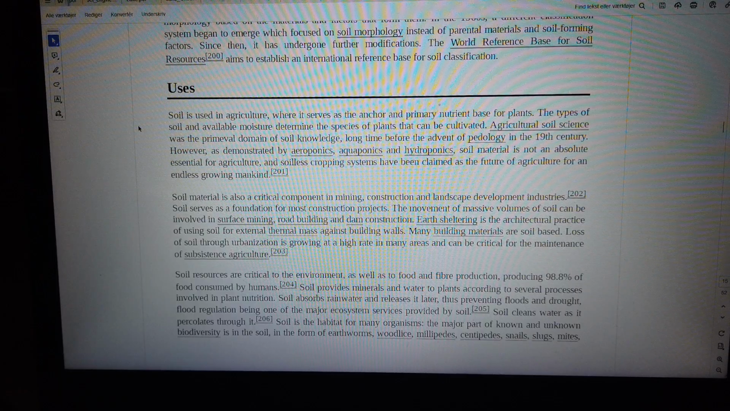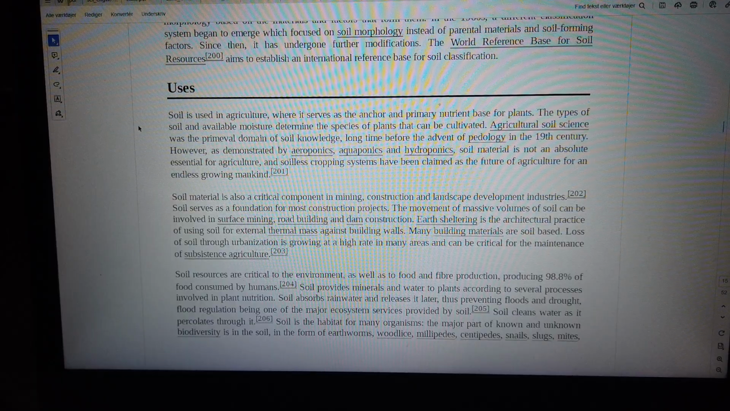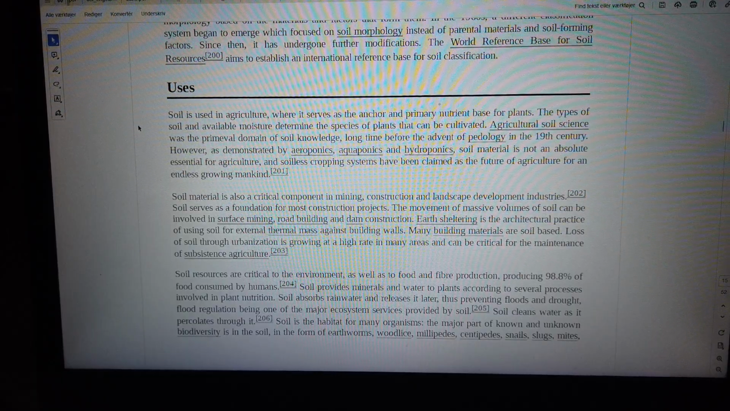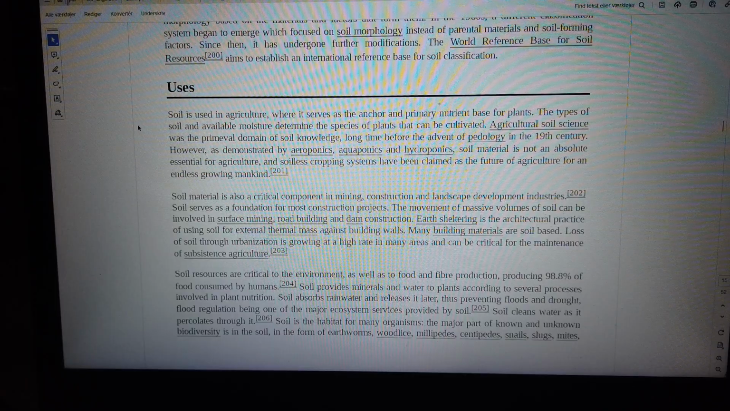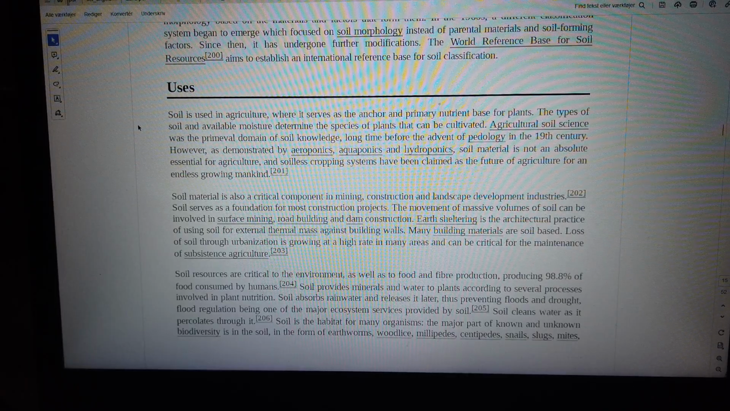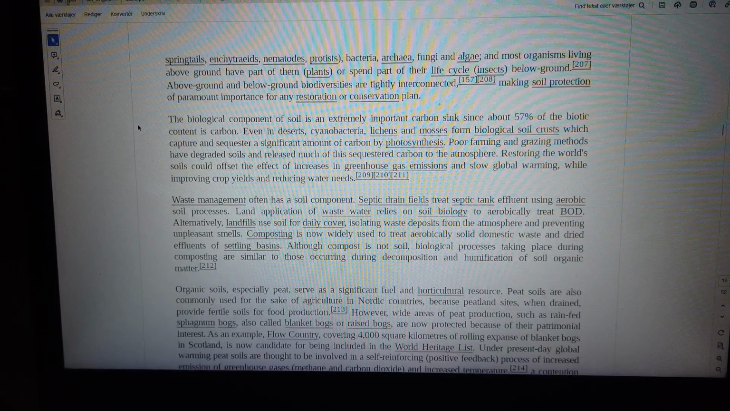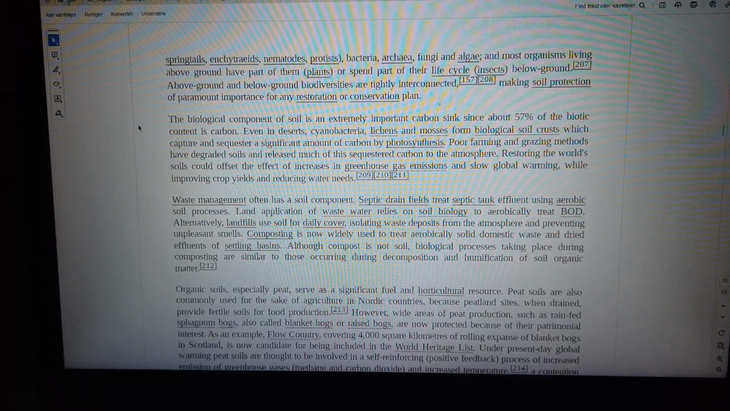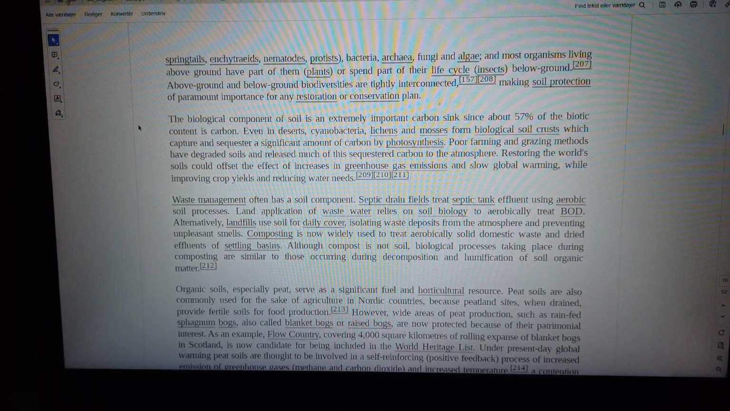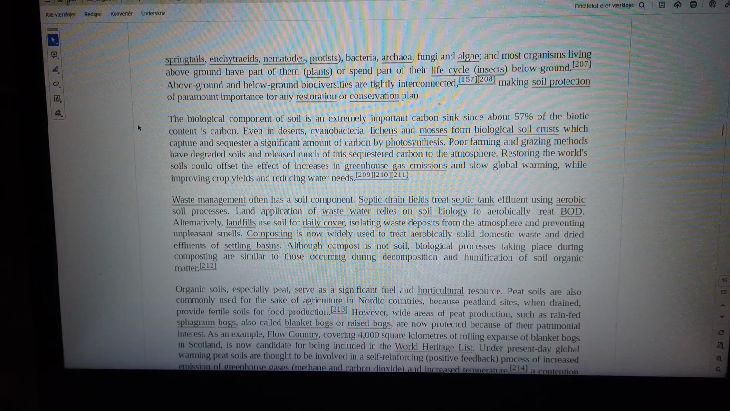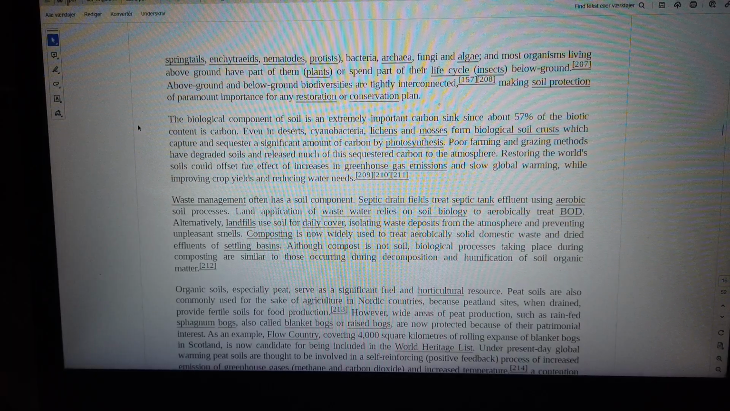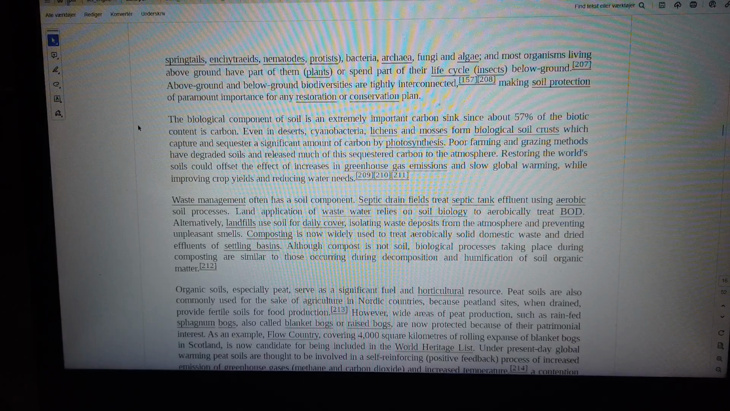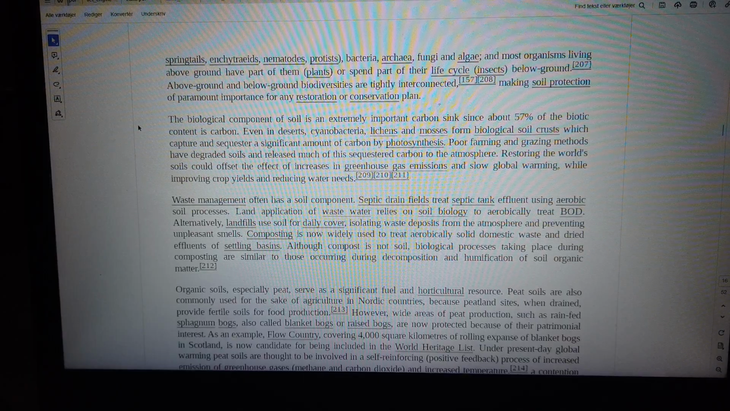The major part of known and unknown biodiversity is in the soil, in the form of earthworms, woodlice, millipedes, centipedes, snails, slugs, mites, springtails, enchytraeids, nematodes, protists, bacteria, archaea, fungi and algae, and most organisms living above ground have part of them, plants, or spend part of their life cycle, insects, below ground.